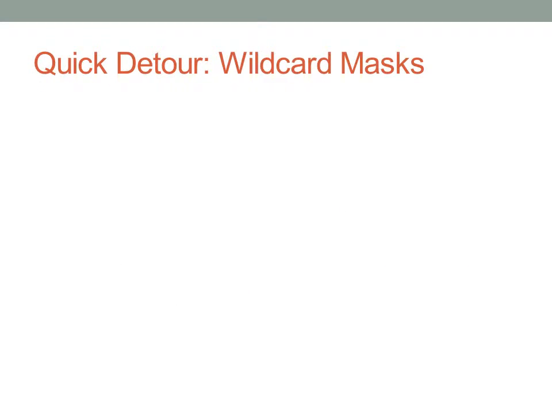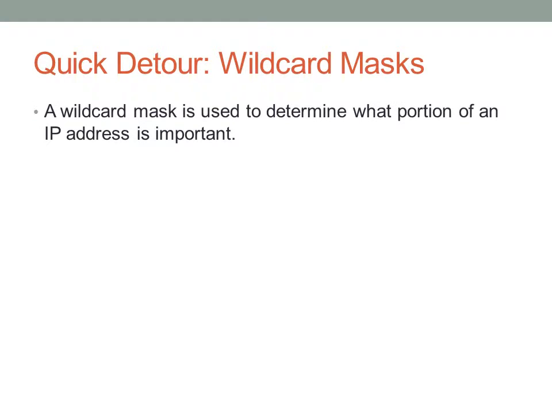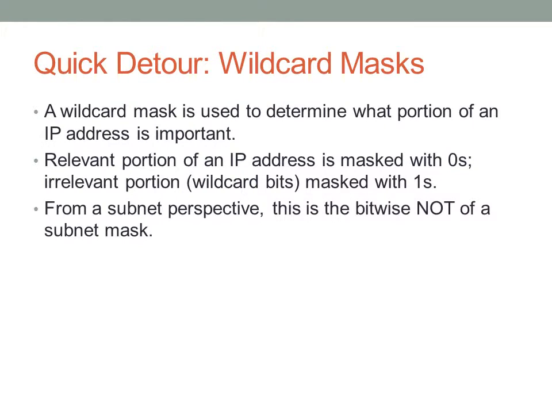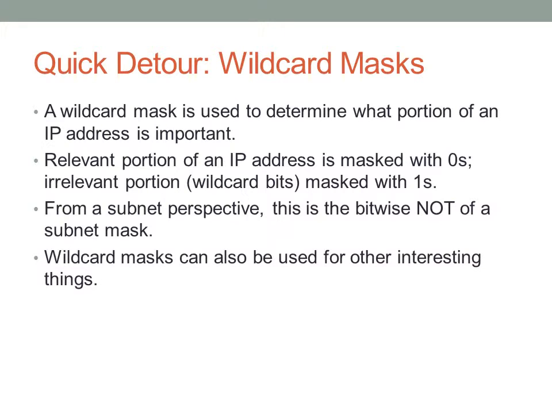Before we talk about these access list types, I actually want to take a quick detour and talk about wildcard masks. Wildcard masks are used to determine what portion is important and what portion is unimportant. The difference in a wildcard mask is that the relevant portion is marked with zeros and the irrelevant portion is marked with ones. From that perspective, it's actually more of a bitwise NOT of a subnet mask, because typically when you write a subnet mask, you consider the network portion as the important thing, and so you put the ones in the network portion. Well, with a wildcard mask, we want to put the ones in the irrelevant portion, which would normally be the host bits.